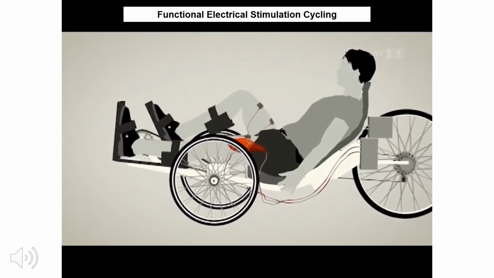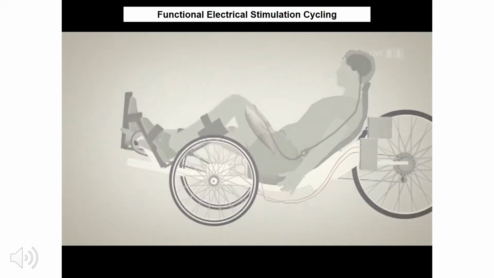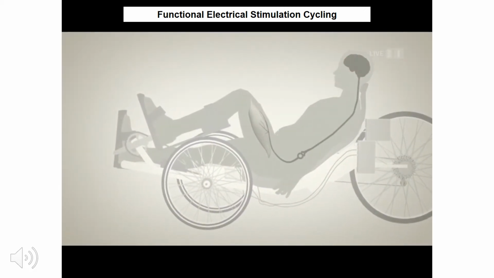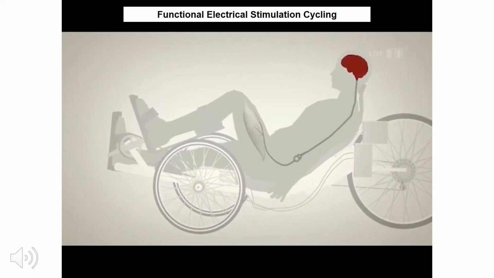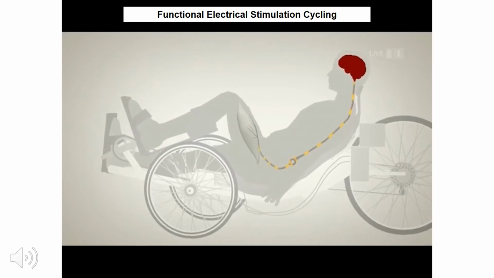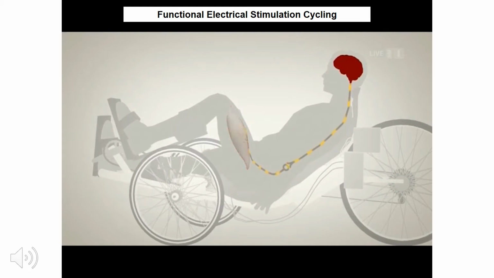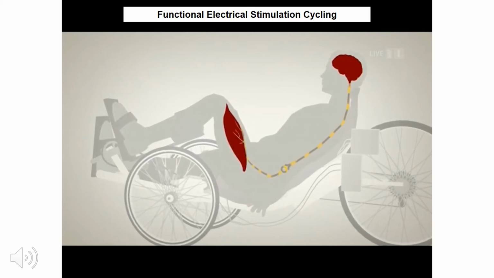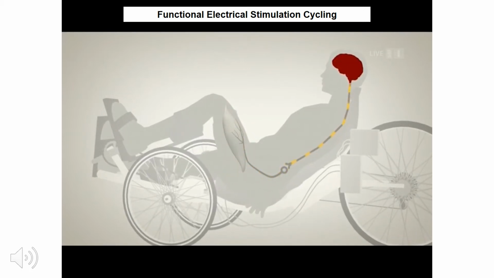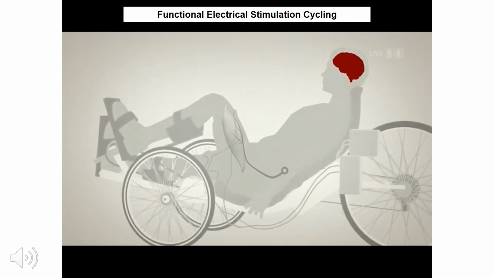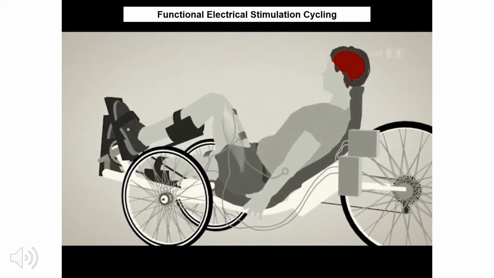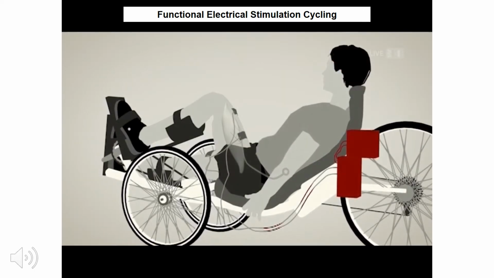What I'd like to do with this slide is introduce functional electrical stimulation cycling. It's not an exoskeleton with stimulation for walking, but one for riding your bike, or rather tricycle. With spinal cord injuries, our brain no longer communicates to our muscles. We must activate them in another way.